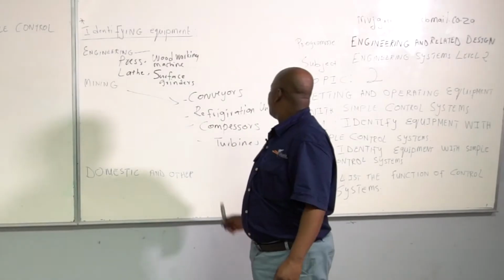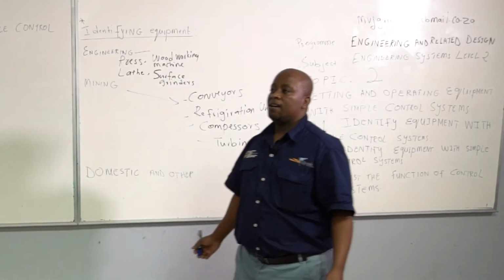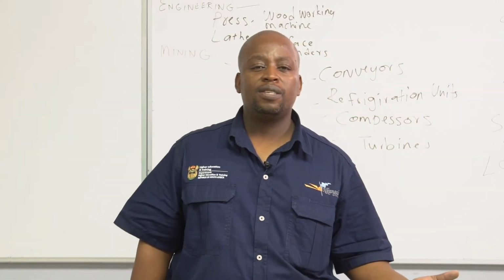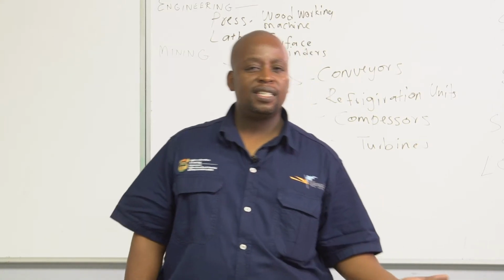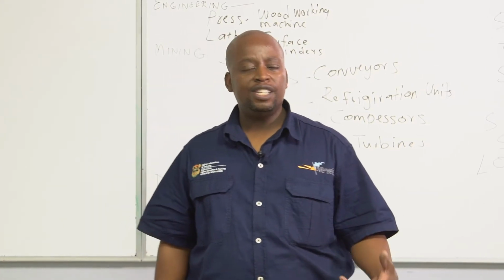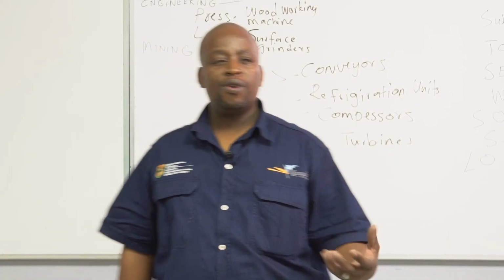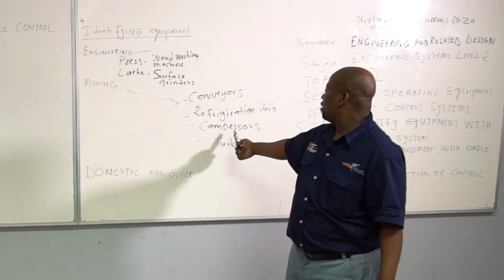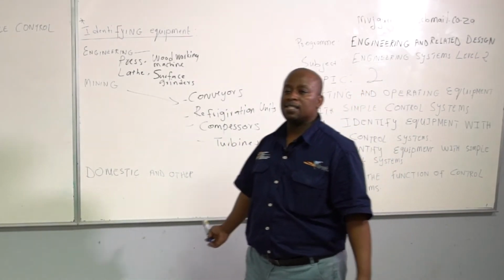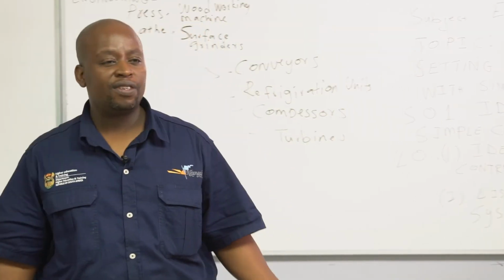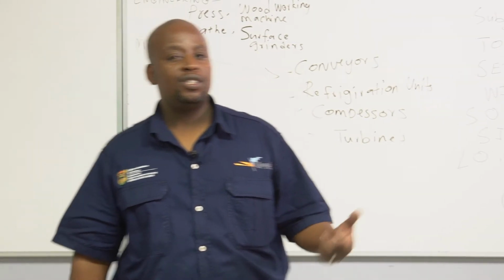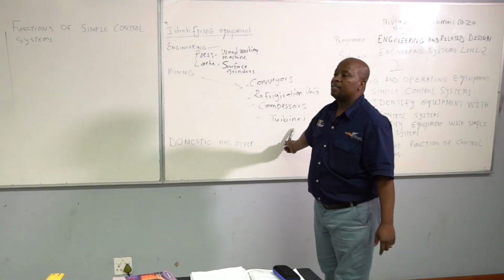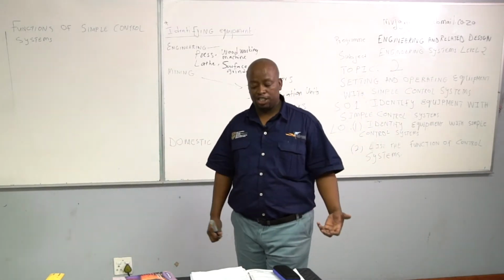Now, we have the refrigeration unit. An example of a refrigeration unit would be an aircon system. In the mining industry underground, they need fresh air, so a refrigeration unit is really needed. We also have compressors. The compressors are used for different operations. For instance, we can operate tools by means of compressors. And we also have a turbine that can be used for power generation.